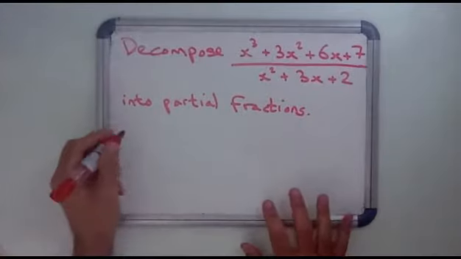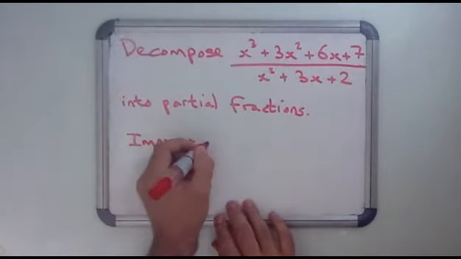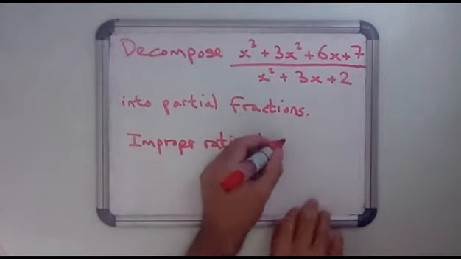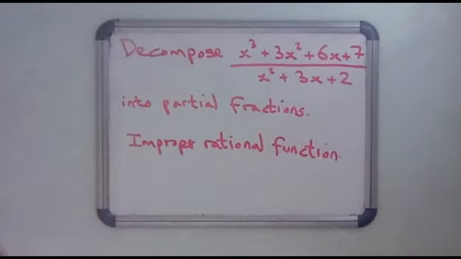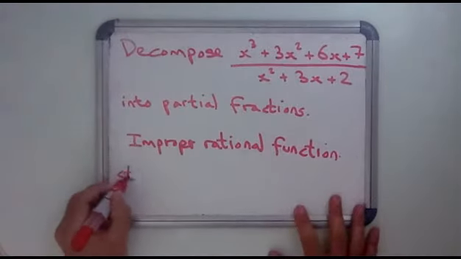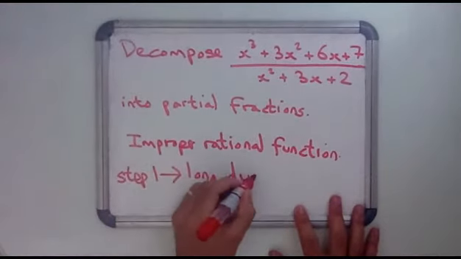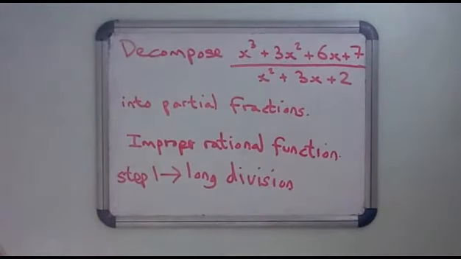So when that happens, you say you've got an improper rational function. If you get something like that and you need to split it up into partial fractions, your step 1 needs to be long division. So we need to use polynomial long division. We're going to divide the numerator by the denominator, and then we're going to see where we can go from there in terms of splitting the thing up into partial fractions.